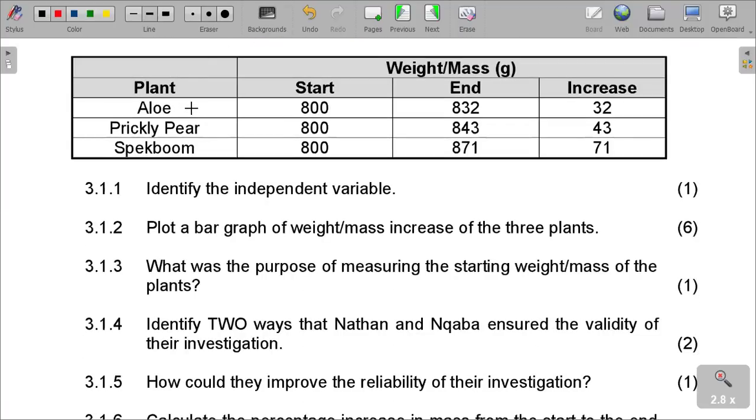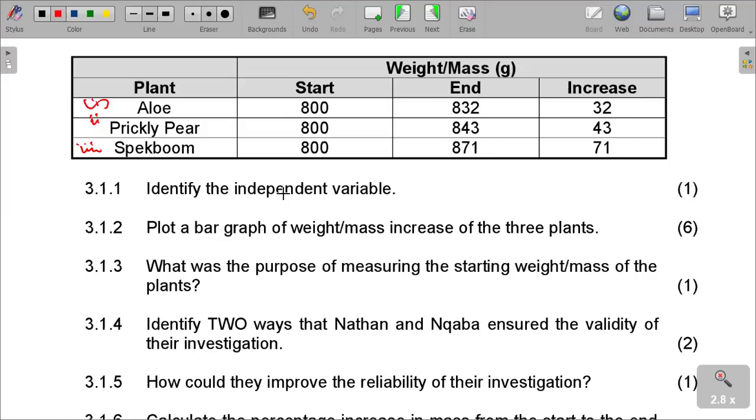These are the three plants: plant one, two, and three. The start is 0800 and at the end we have got 832, 843, and 871. The increases are shown there.